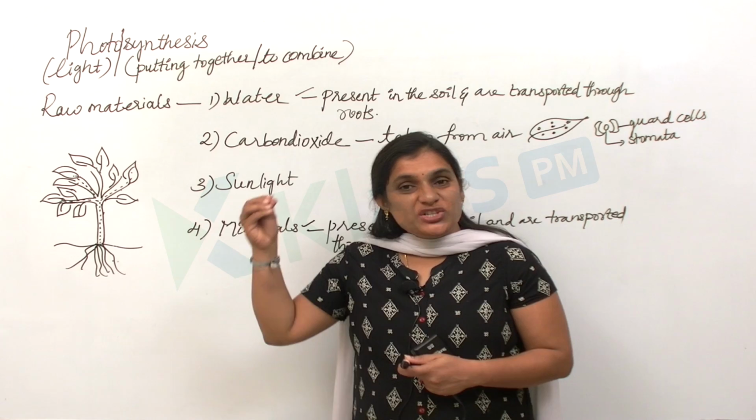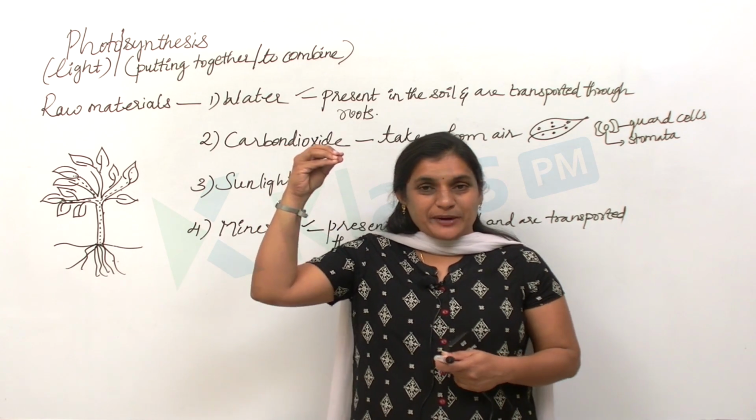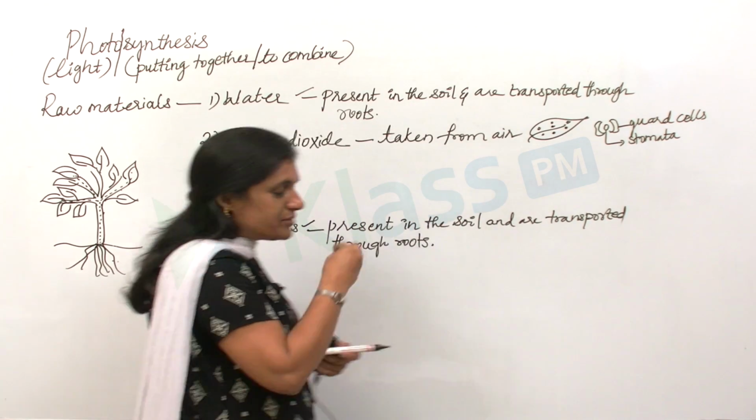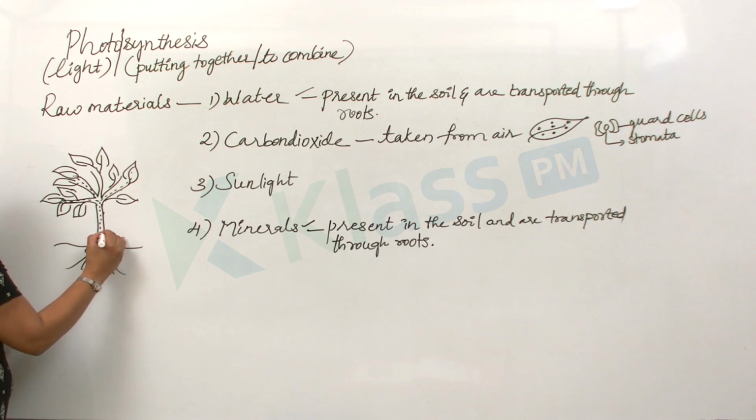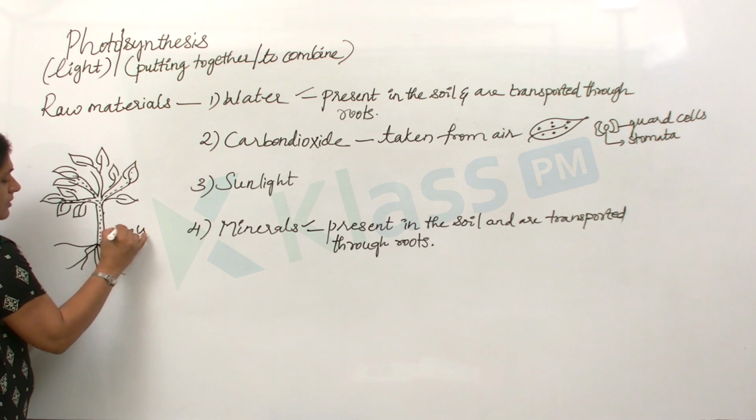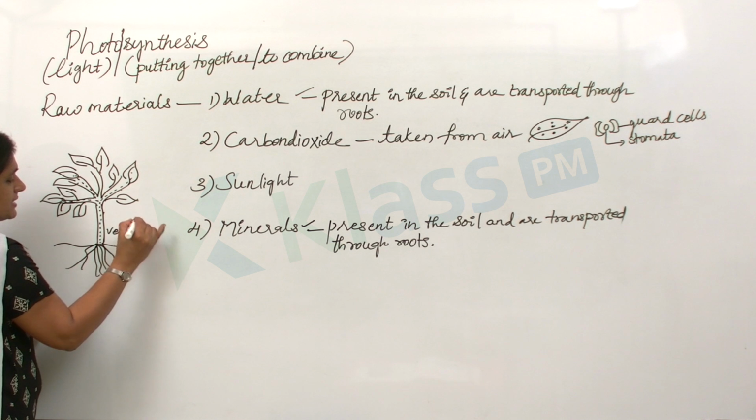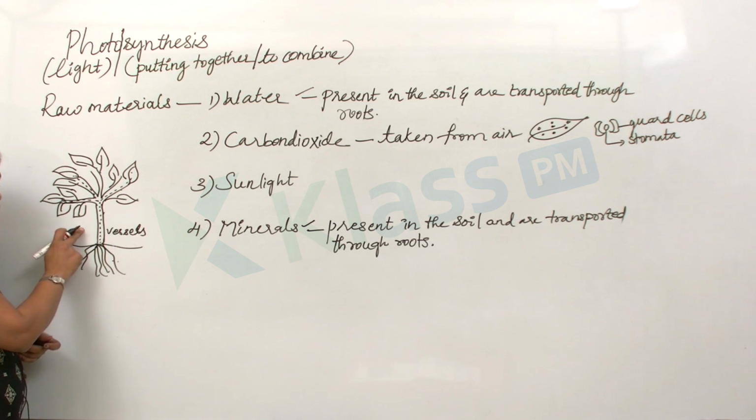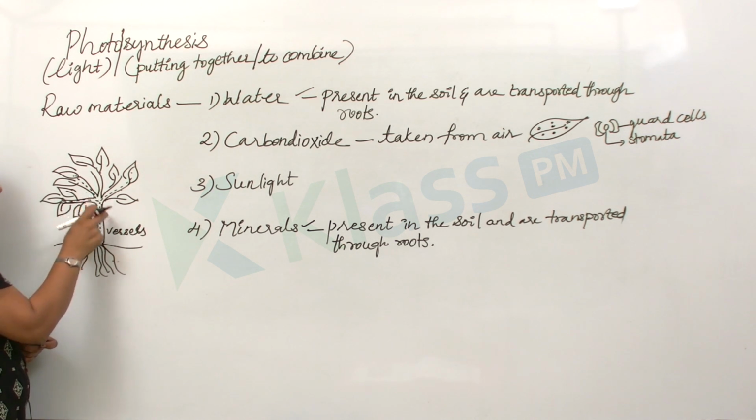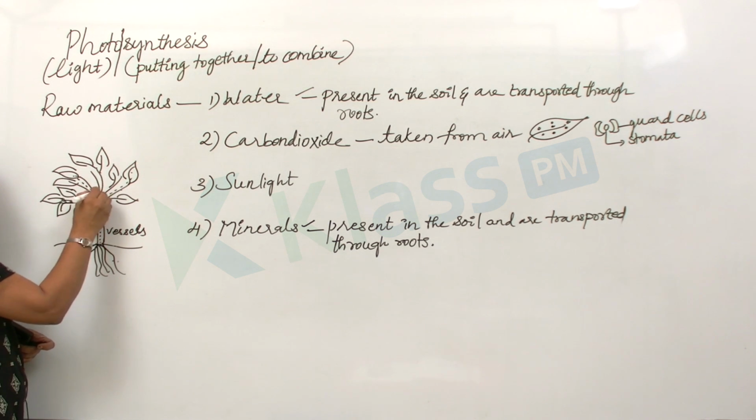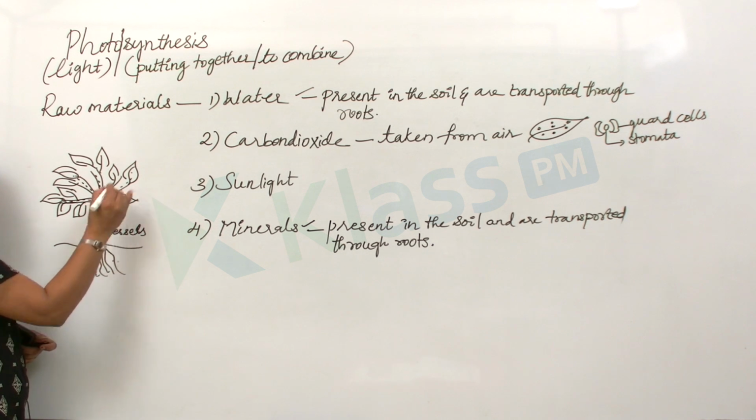Through the vessels which run up like pipes throughout the root, stem, branches and the leaves. So there are tiny vessels present inside the branch, inside the stem, inside the branches. And what do they do? They carry the water just like a pipeline.